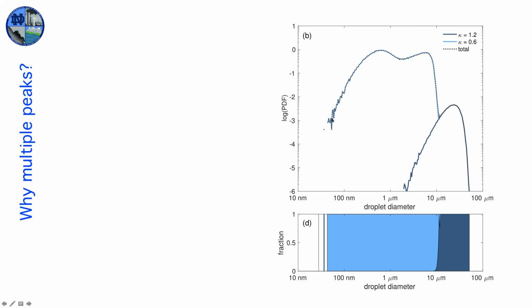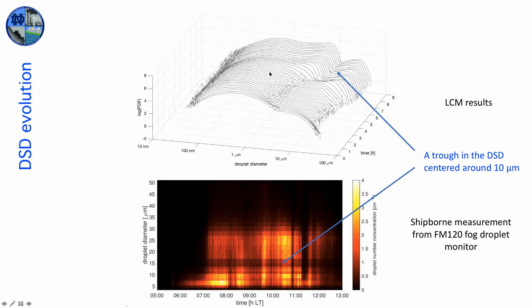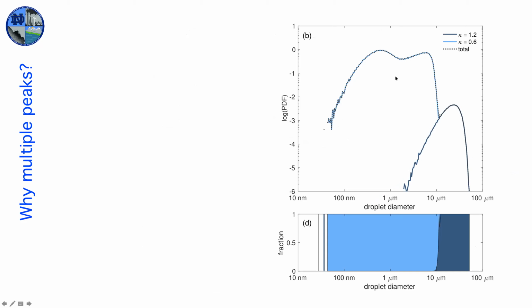If we take the full droplet DSD, and so this is coming, if we take this last time slice here and we plot it by itself, this is again now a log of the PDF versus droplet diameter. This is the DSD. The dotted line is the full DSD. So here's that accumulation mode peak, here's this sort of middle one, and then here's the third one. But if we actually break this into, this is kappa, the hygroscopicity, if we break it into the high and low, well, the answer actually pops out at us.